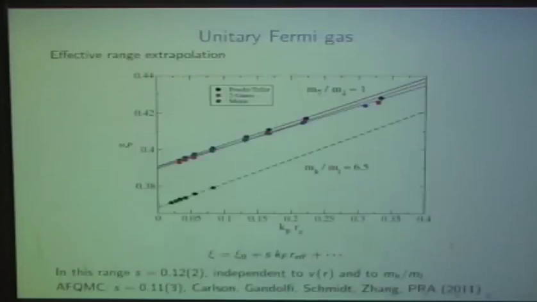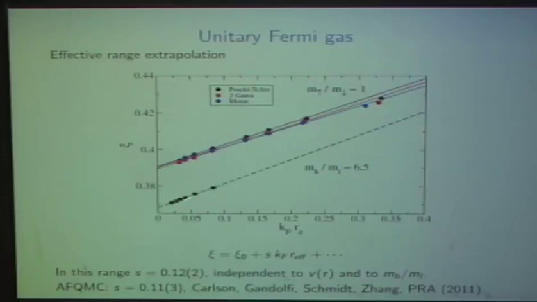And then we want to see the effect of the effective range extrapolation. So here I'm plotting the value of Xi at unitarity as a function of the effective range of the two-body interaction. So first, these upper lines refer to the equal masses case obtained with the three different potentials that I showed. We see that at least up to a value of kF r_e at about this value, the slope is linear, and then it starts to deviate as expected.